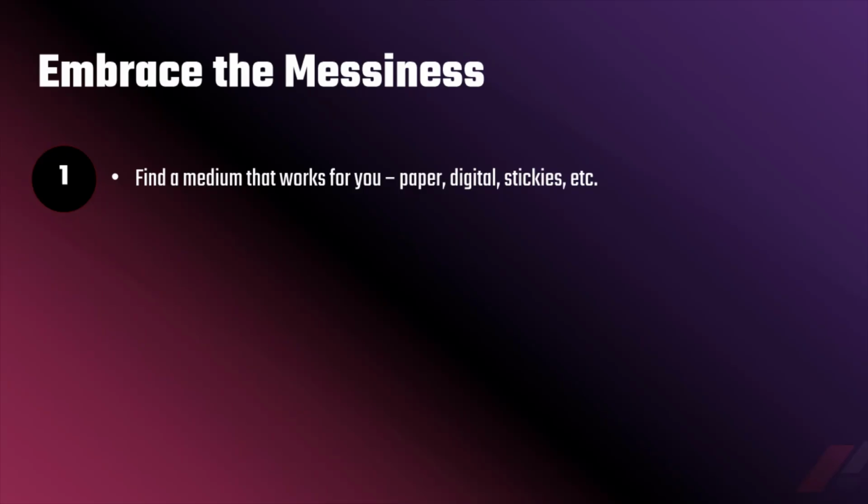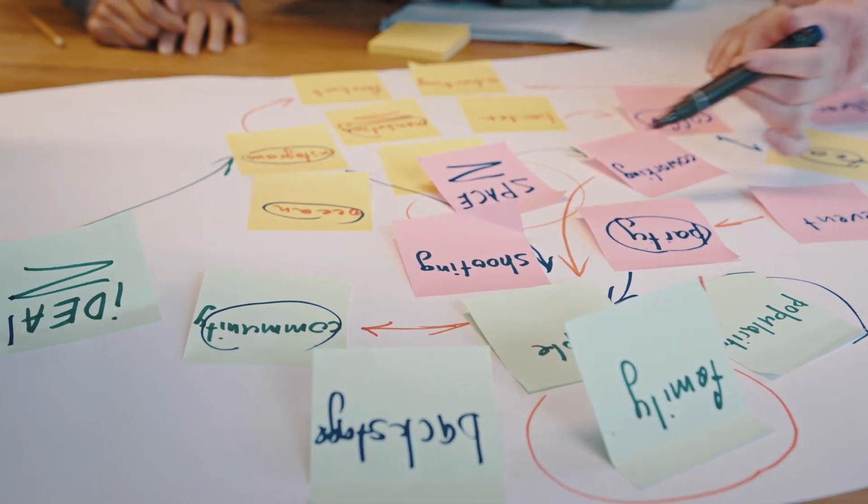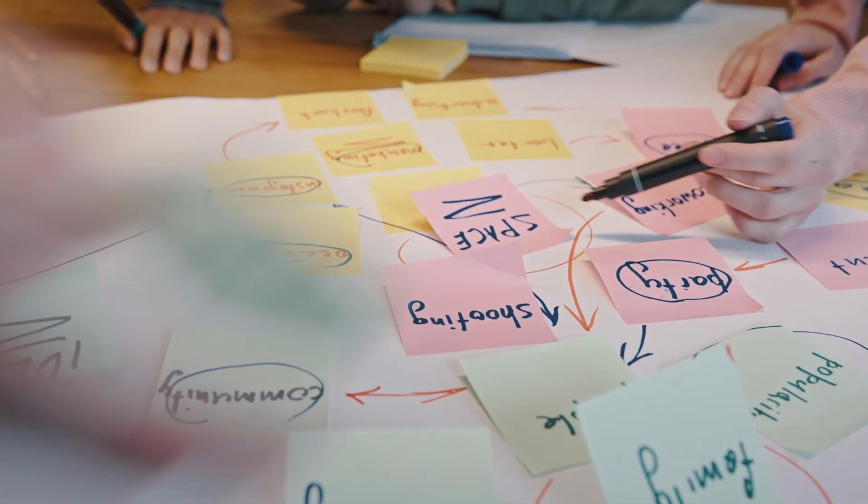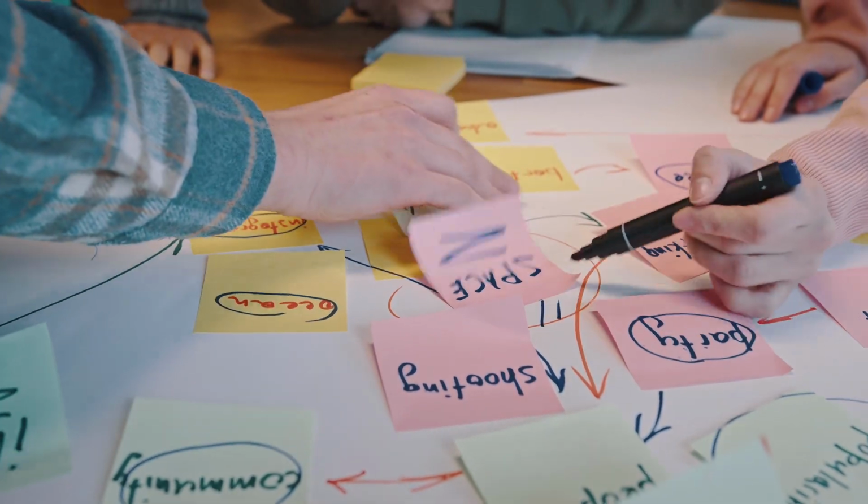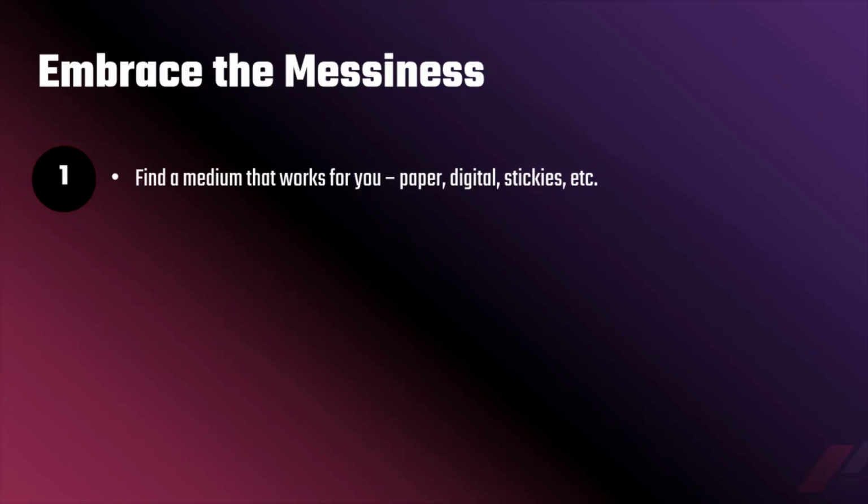The first step is to find a medium that works for you. For example, pen and paper, digital whiteboard, stickies, etc. Every storyteller has their own preferred way of brainstorming and structuring their thoughts. Regardless of whether it's pen and paper, digital note-taking apps, sticky notes, or whiteboards, the key is to find a system that helps you visually map out your ideas.